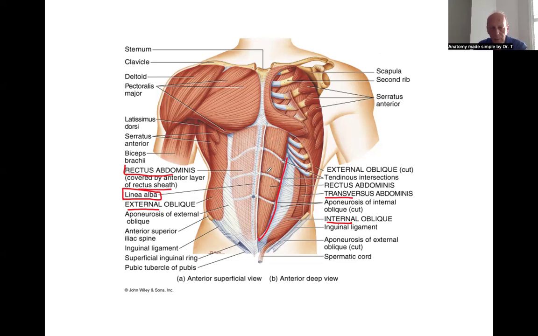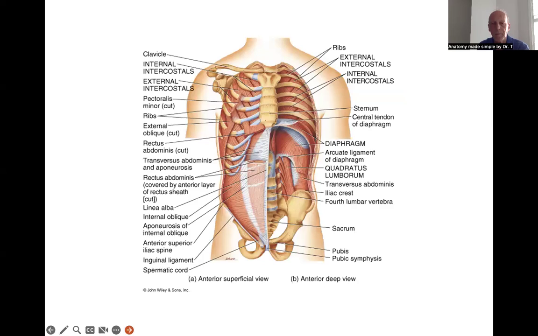As they wrap up the rectus abdominis, some of the fibers will go anterior to it, some of the fibers will go posterior or deep to the rectus muscle, and they would form the rectus sheath. So that is what you see as a little difference between the left and right side of the diagram.